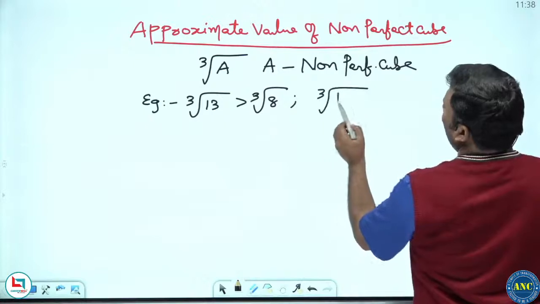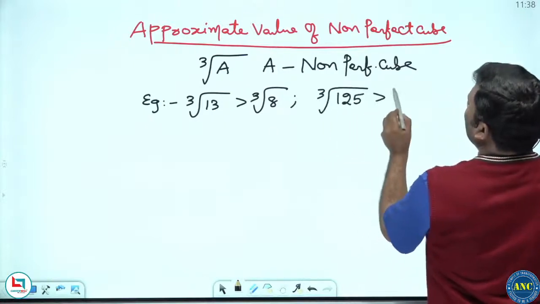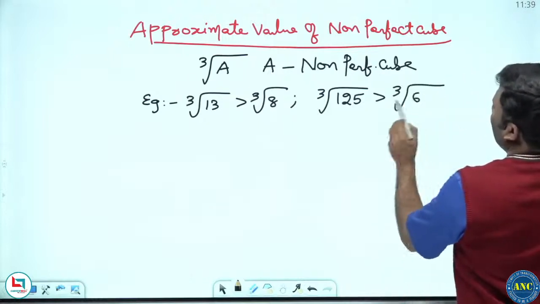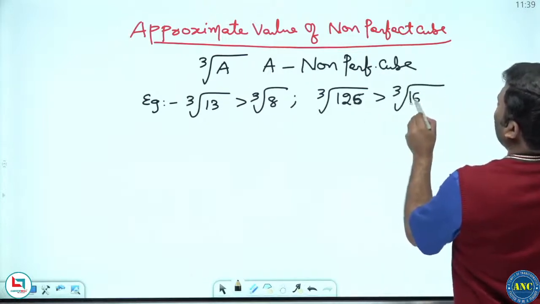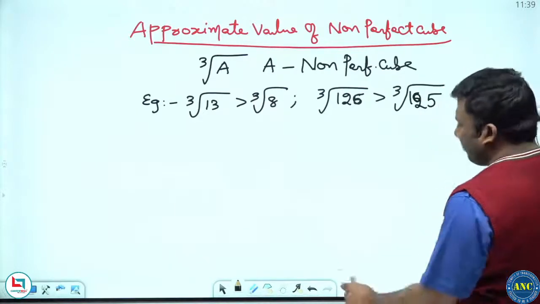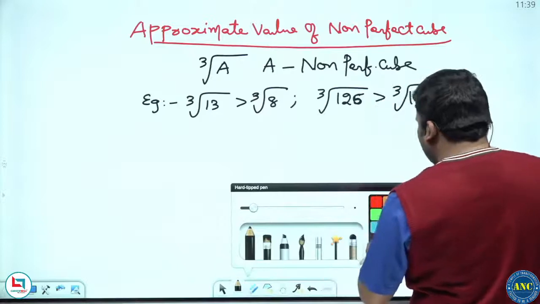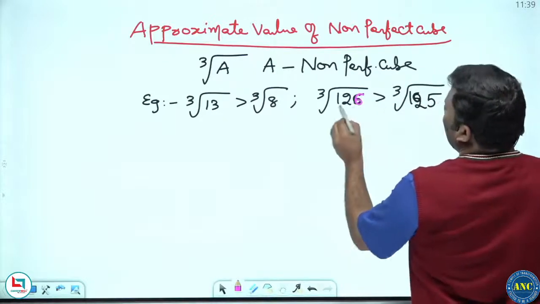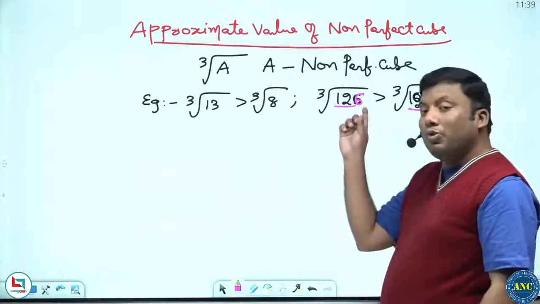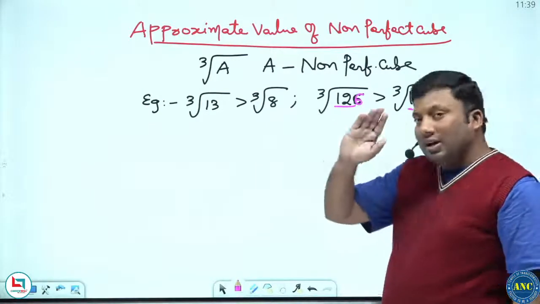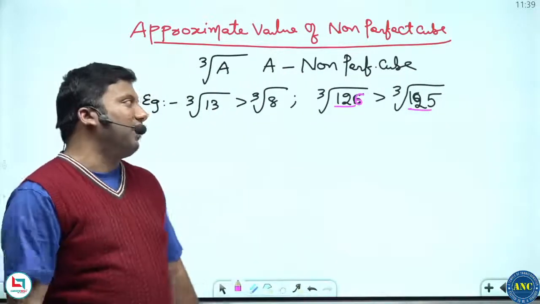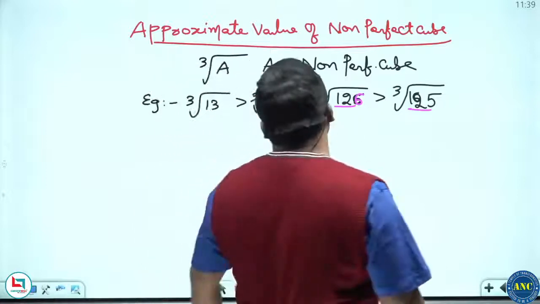Cube root of 125 is greater than the cube root of 64. Now 126 we will take. It is greater than 125, and 125 is 5 cubed. 126 proves a point: for any number whose digital sum is 1, 8 or 9, the number may or may not be a perfect cube.